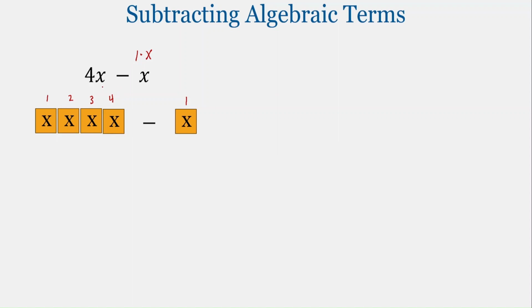So we're starting with 4 boxes of x, and we're going to remove 1. So we're going to take this box right here, and we're going to delete it from this right here. So we're just going to cancel those out. And that leaves us with 3x boxes, or 3x.